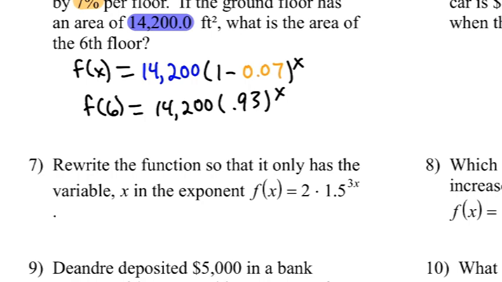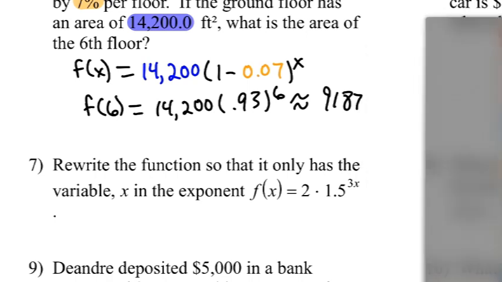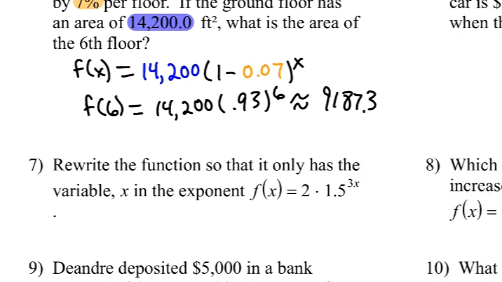So let's grab that calculator. And so we have 14,200. We're going to be multiplying that by 0.93 and raising that to the power. Oops, I think that was going to be 6, right? And let's see what that comes out to be. So that's going to be approximately 9,187.3 square feet. All right.